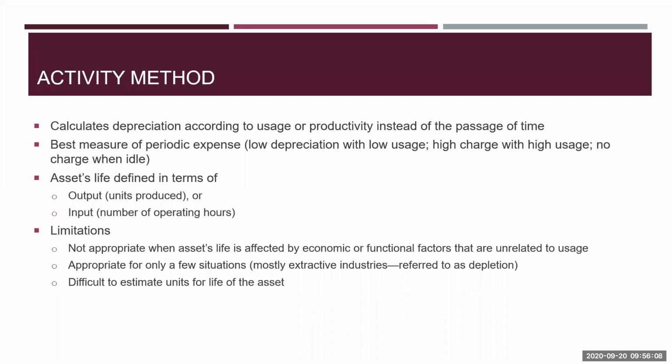The limitation of this method is that it's not appropriate when an asset's life is affected by economic or functional factors that are unrelated to usage. It approximates for only a few situations. Most extractive industries refer to this as depletion, and it is difficult to estimate the units of life of an asset.